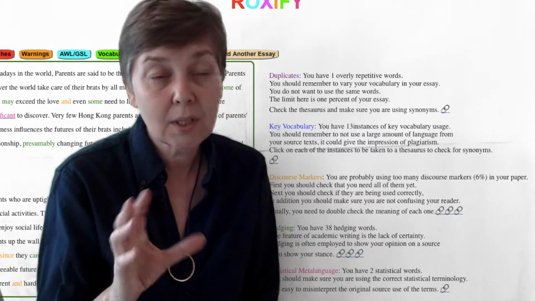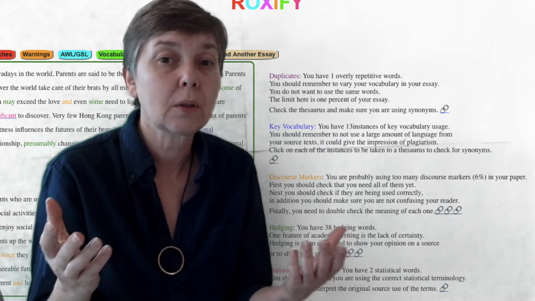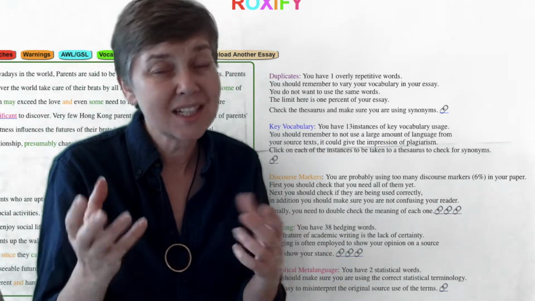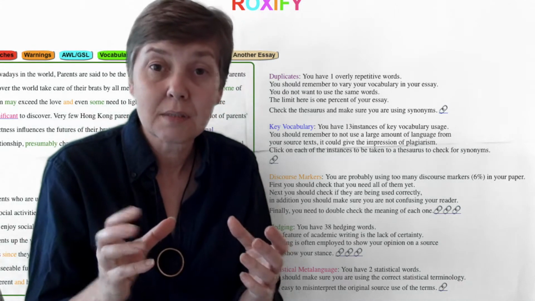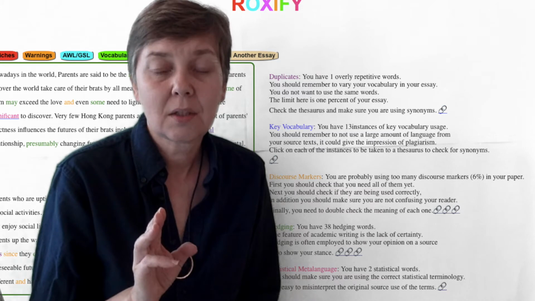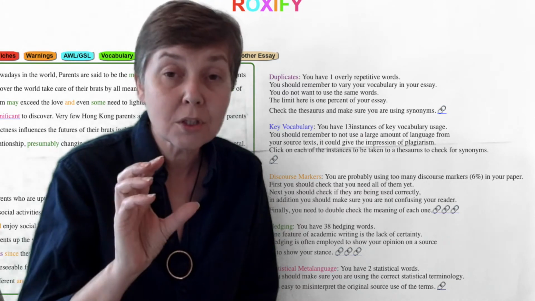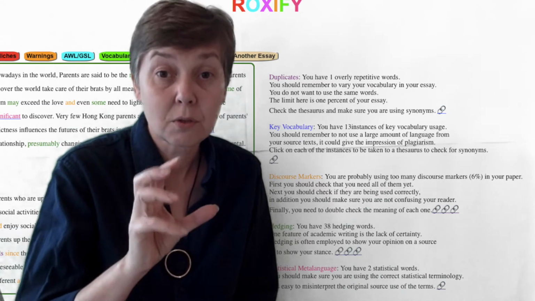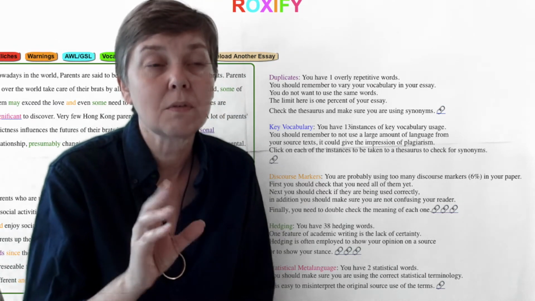Some words you're not going to be able to change. So, for example, if I were writing an essay on nuclear energy, that is not something that I can easily change. I have to use it. That's fine. This page does not tell you the number of words that you've used from the key vocabulary sources, the source vocabulary, but it tells you the number of instances, so the number of times that you've used the word.